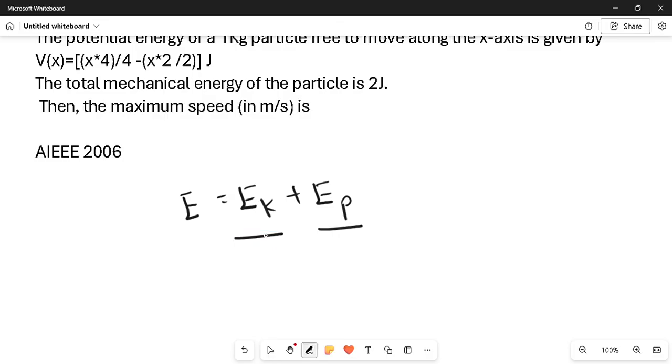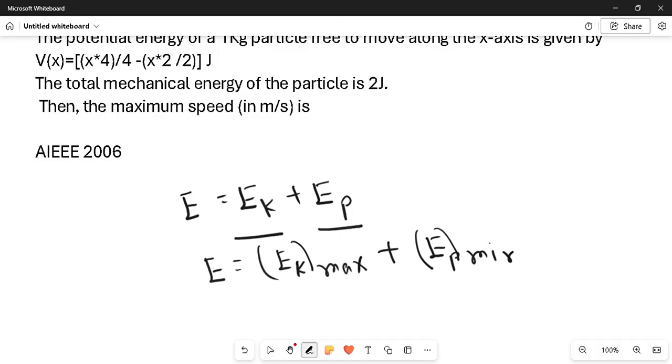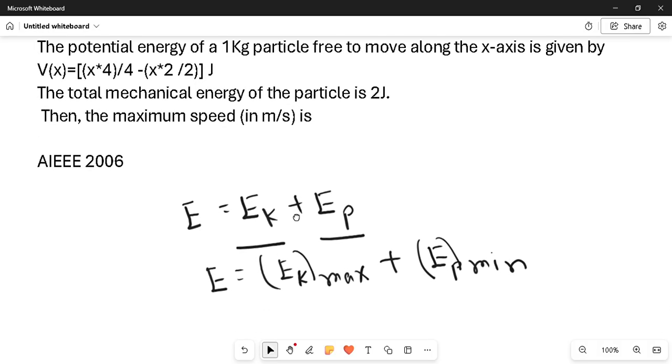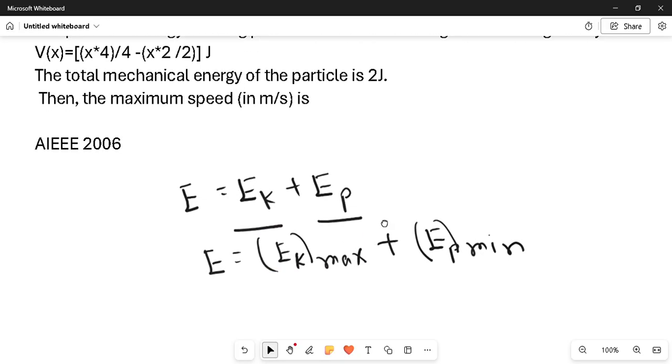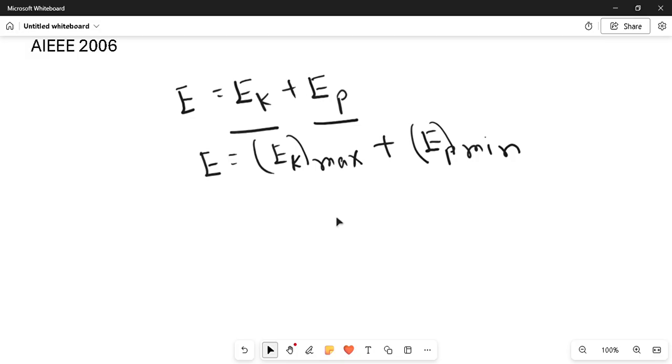So E is equal to Ek maximum plus Ep minimum: when kinetic energy is maximum, potential energy is minimum. To find the minimum potential energy, we need to find the stable equilibrium point. You already know that at equilibrium the first derivative of potential energy is 0.